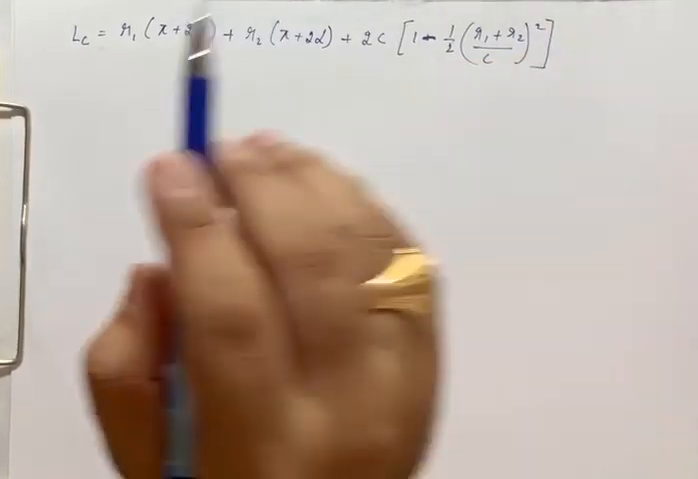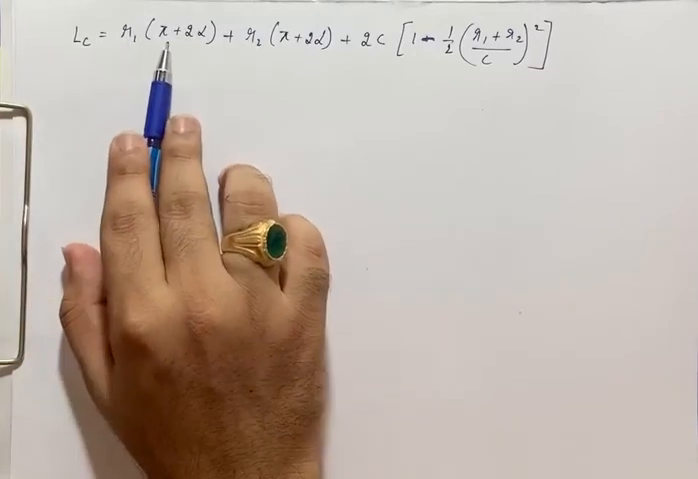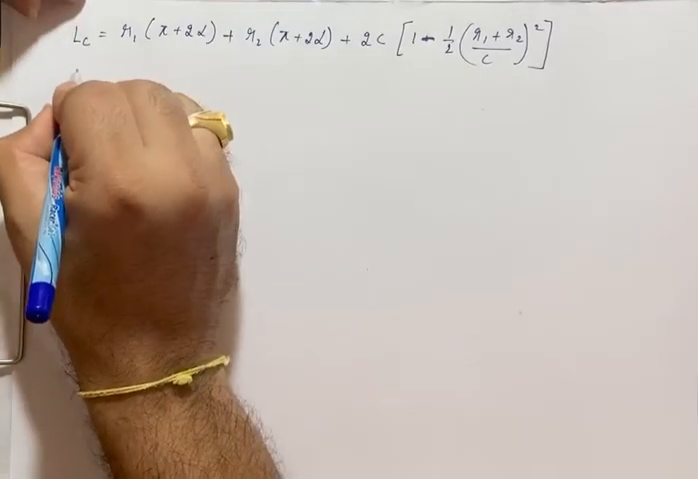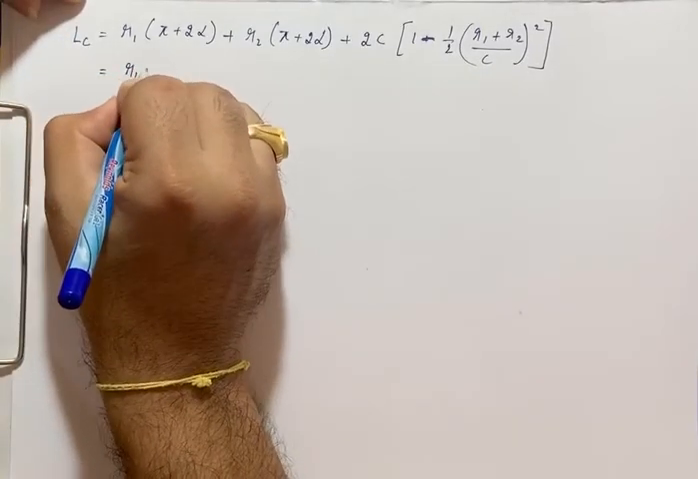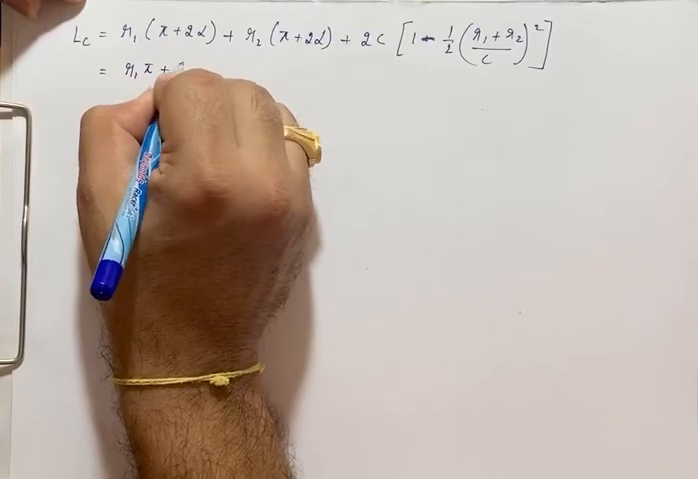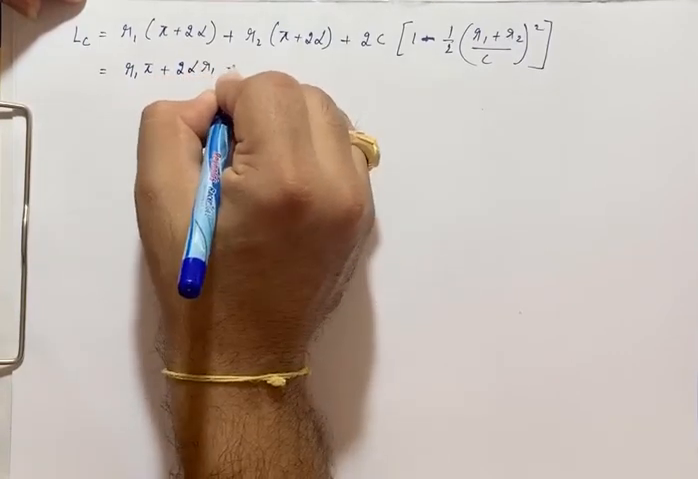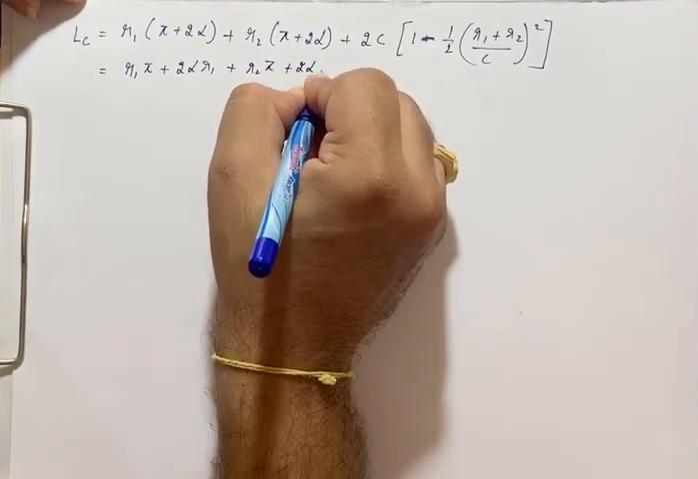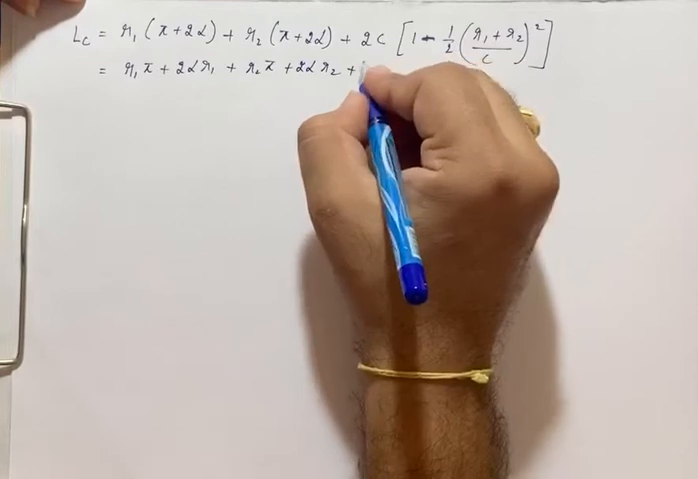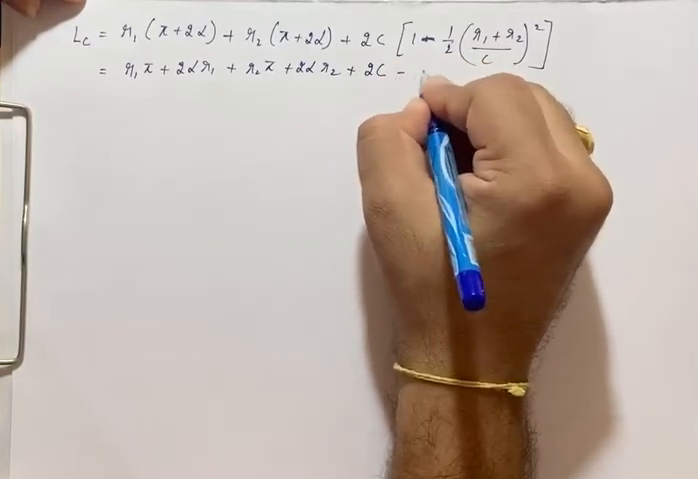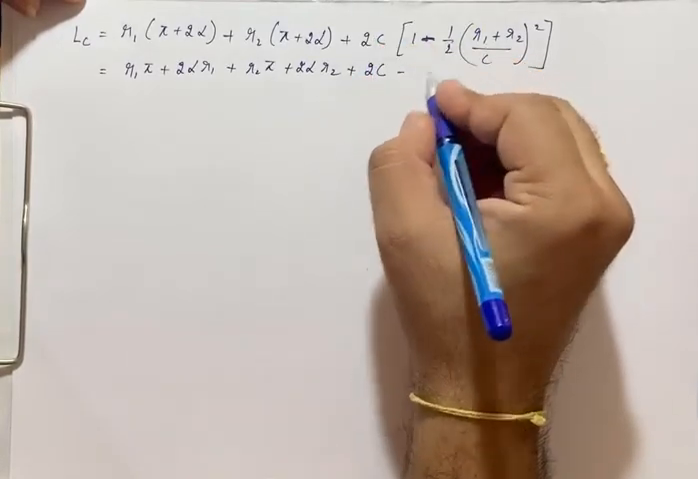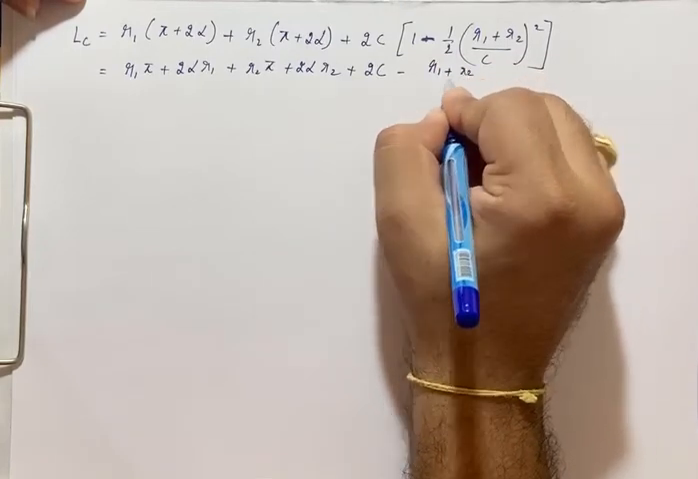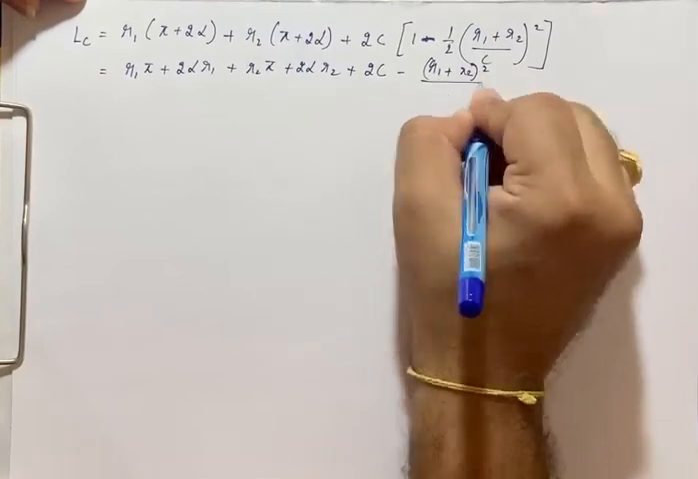Now I will be multiplying R1 inside this bracket, R2 inside this, and 2C inside these brackets. So LC will be R1 into pi plus 2 alpha R1 plus R2 into pi plus 2 alpha R2 plus 2C. Multiplying 2C, the 2 cancels and C cancels here. So the remaining will be R1 plus R2 whole square by C.